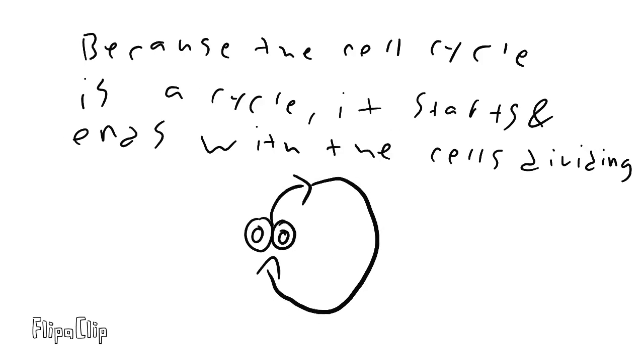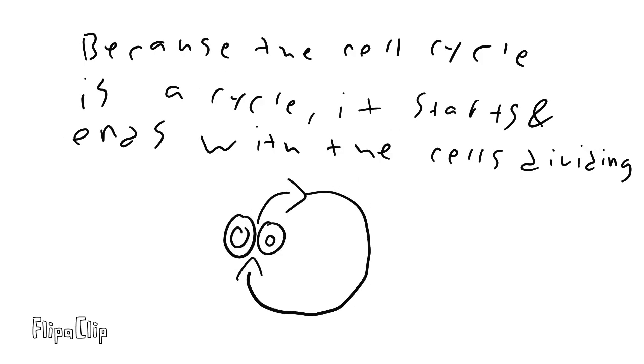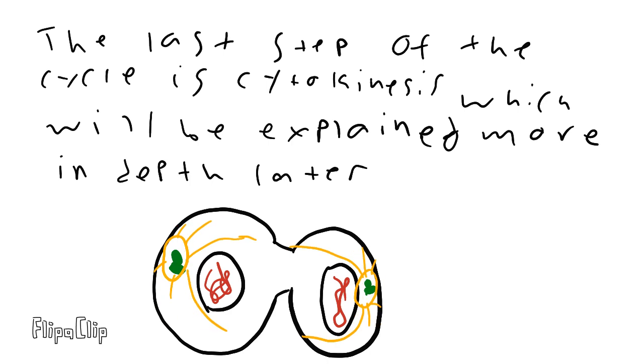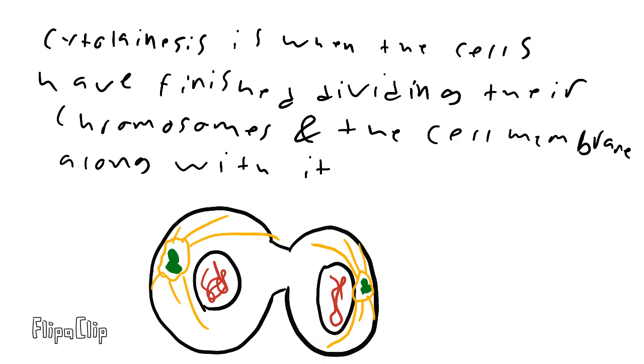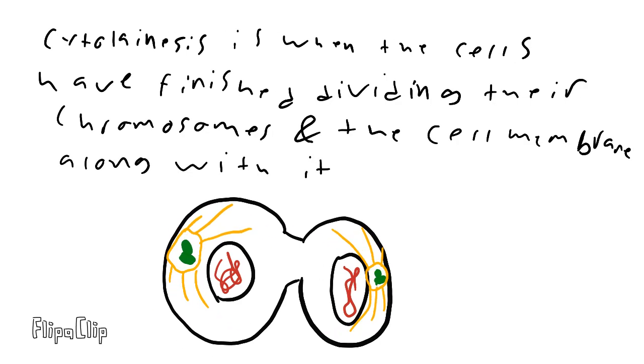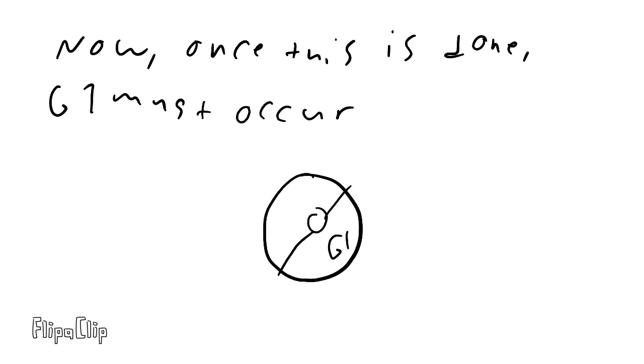Because the cell cycle is a cycle, it starts and ends with the cell dividing. The last step of the cycle is cytokinesis, which will be explained more in depth later. Cytokinesis is when the cells have finished dividing their chromosomes and the cell membrane along with it. Now, once this is done, G1 must occur.